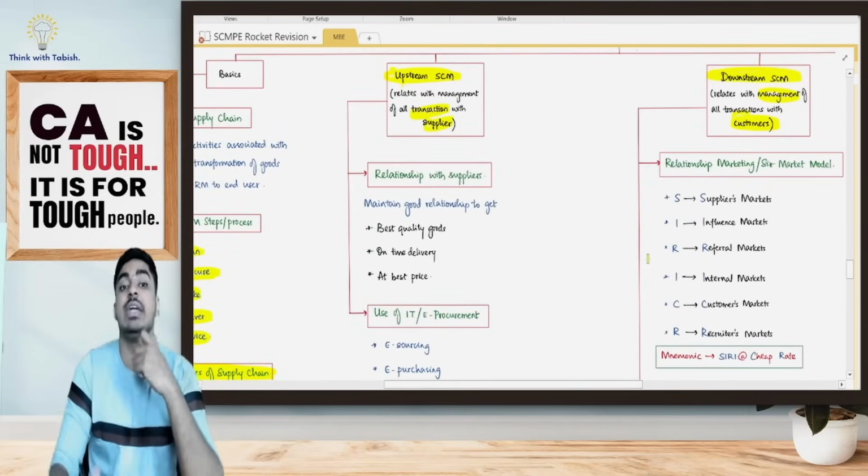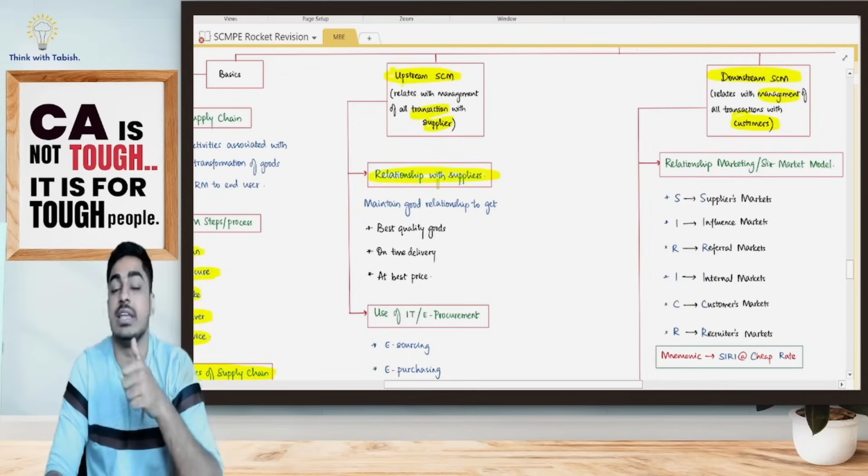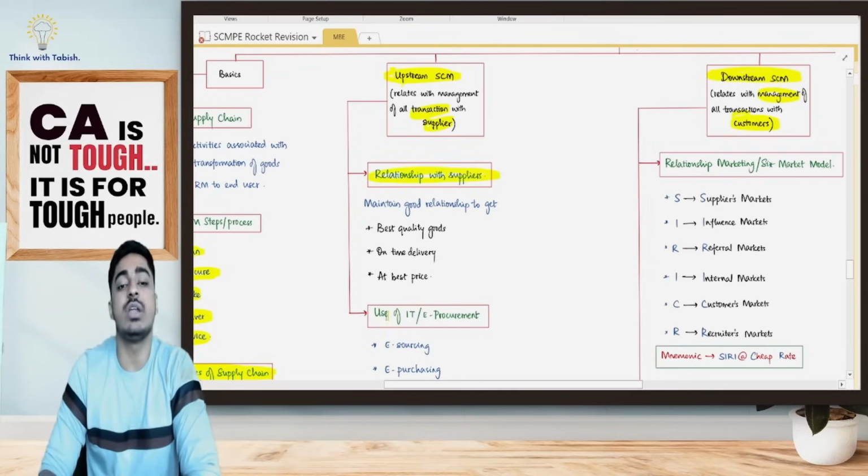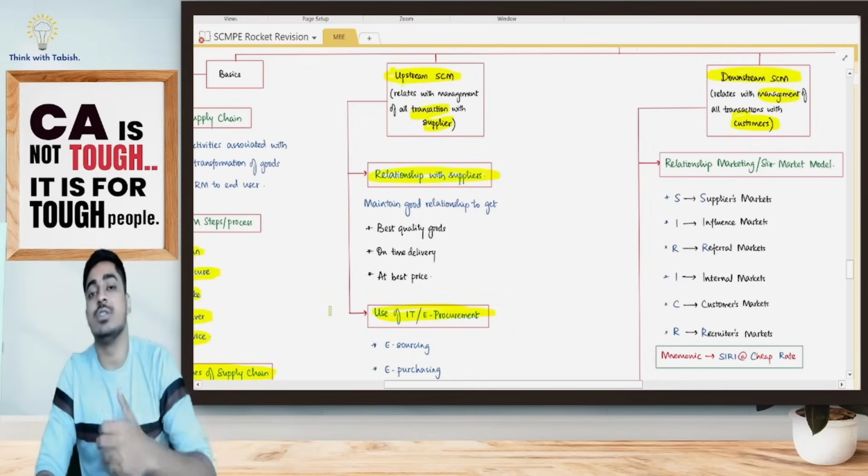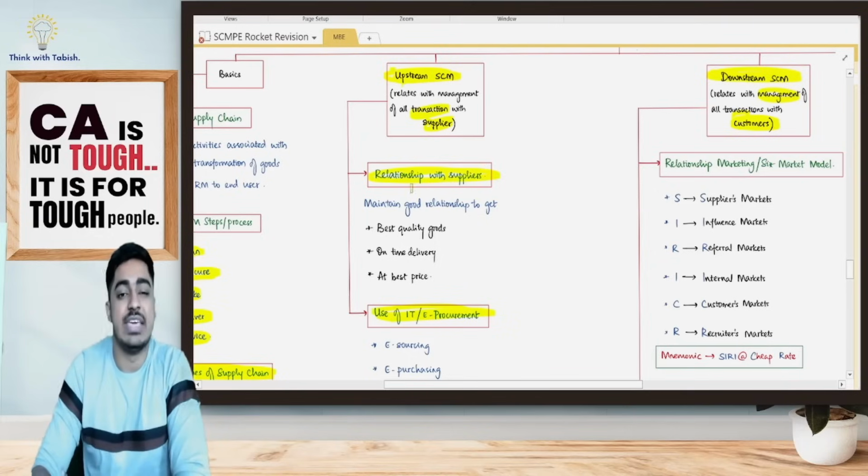Firstly, I should be maintaining a good relationship with my supplier. Once I've maintained a good relationship, use information technology to automate the upstream process. Maintain a good relationship so that you can get best quality goods, on-time delivery, and the best price.